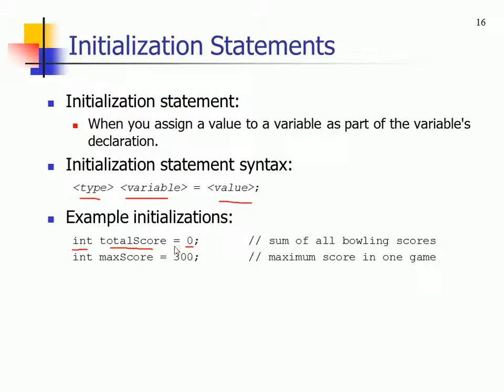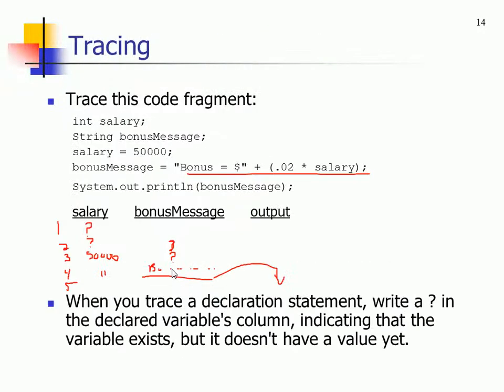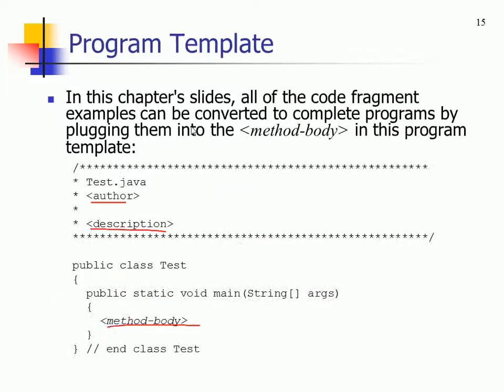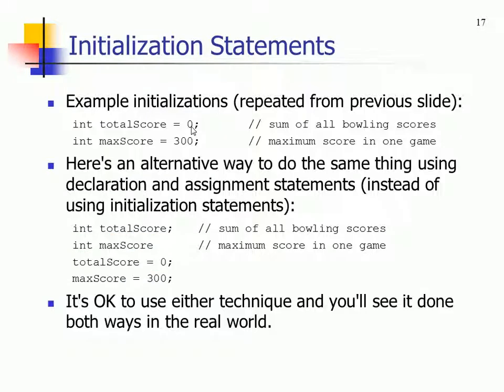All right. So, that's exactly how you can do it. We could have said int salary equals $50,000 all on one line. Depends which way you want to do it. Either way is acceptable for me.